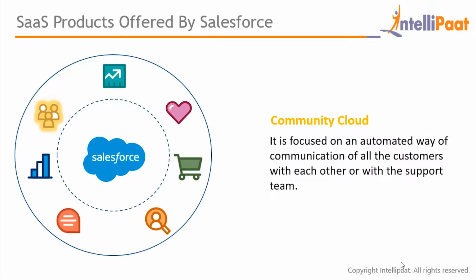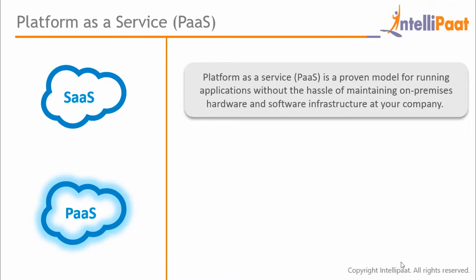Now we're going to talk about PaaS, or Platform as a Service. Platform as a Service is a proven model for running applications without the hassle of maintaining on-premise hardware and software infrastructure at your company. Better said, PaaS is a platform which is provided by the vendor to you to build, compile, and run your program. Users need to manage data and application resources.